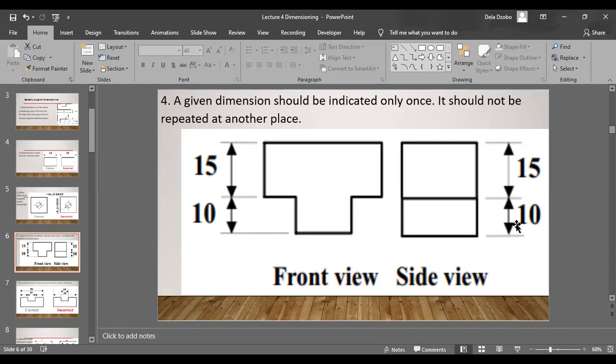Why is this very important? So that you do not make your work cumbersome. Otherwise, your whole orthographic projection, for example, is going to have numbers littered all over the place, and we do not want that. Remember, technical drawing is a language of communication. The clearer it is, the better. Is that okay?